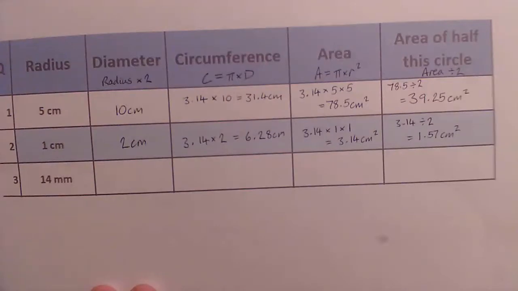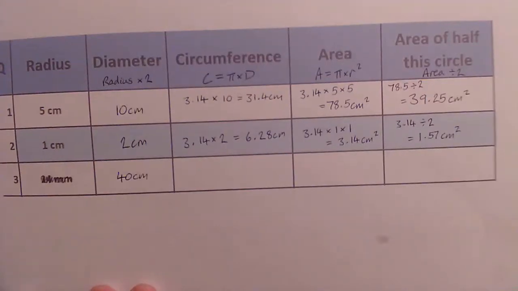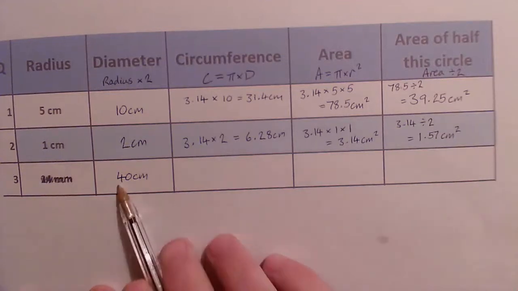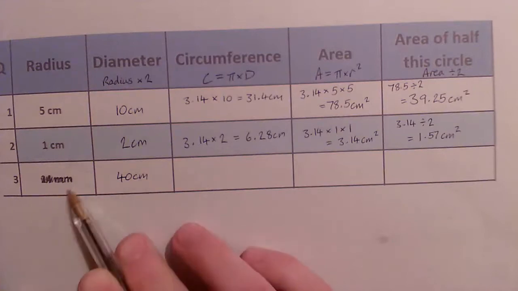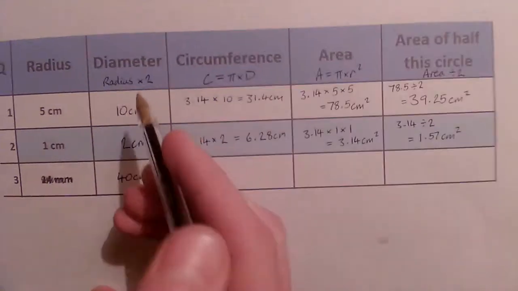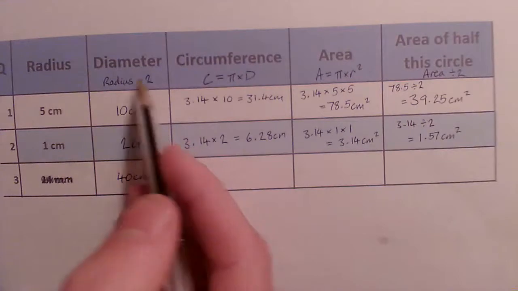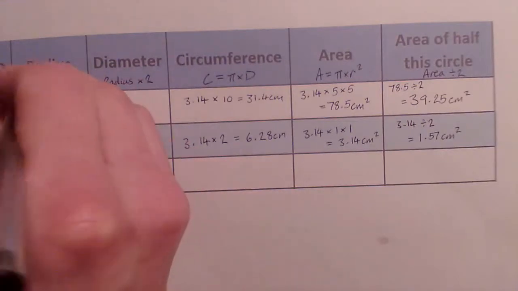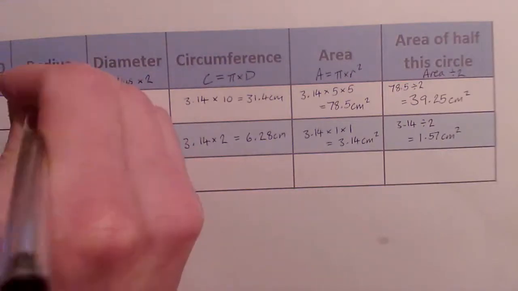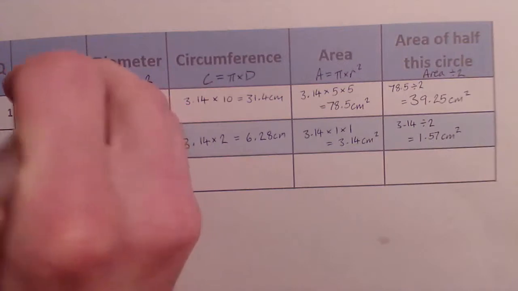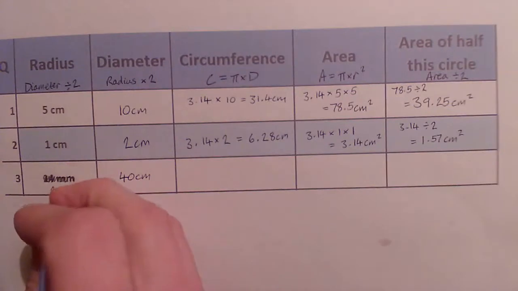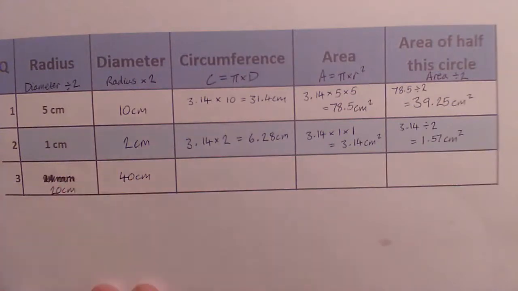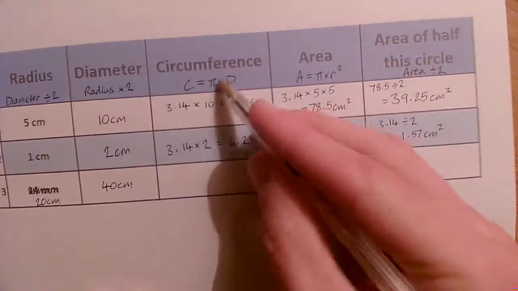Now, the last column, I'm going to do something slightly different. For our last column here, you'll see that I've got 40 centimeters as my diameter, and we might need to figure out our radius. So if our diameter is our radius times 2, then our radius is our diameter divided by 2. So doing that, 40 divided by 2 is 20 centimeters. Now we can work the other ones out.